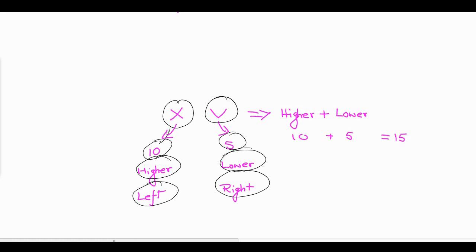The formula is that if the lower one is situated at the right of the higher one, then go to the addition theory, or addition technique. Higher plus lower, that means 10 plus 5, 15. Okay, this is the addition technique.